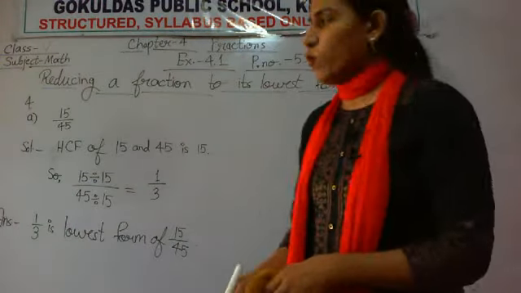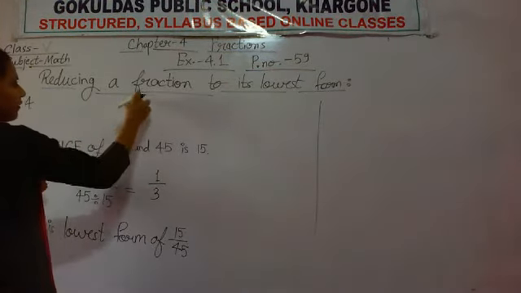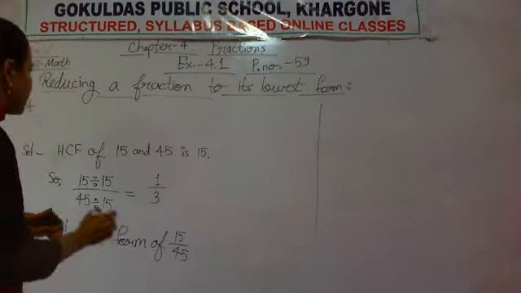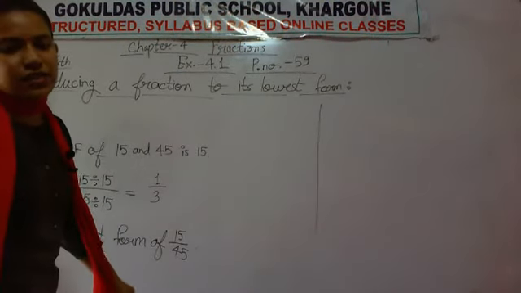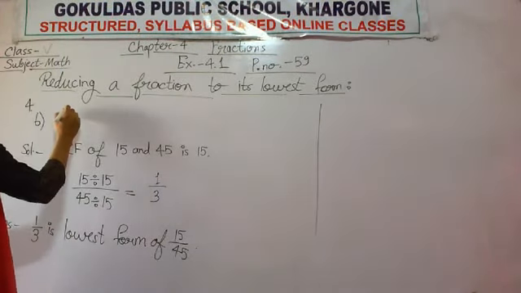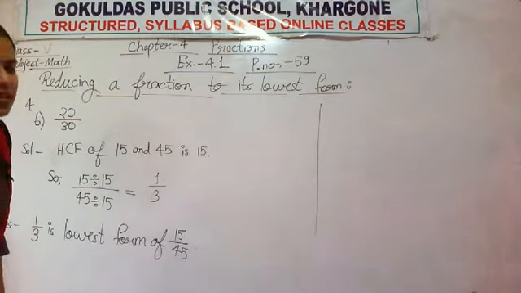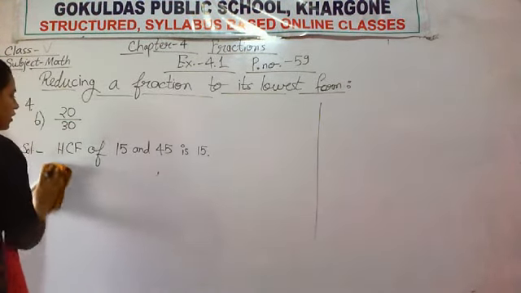Okay, let us do some more questions based on this. Reducing a fraction to its lowest form. Question B. The fraction is 20 upon 30. So what is the step?